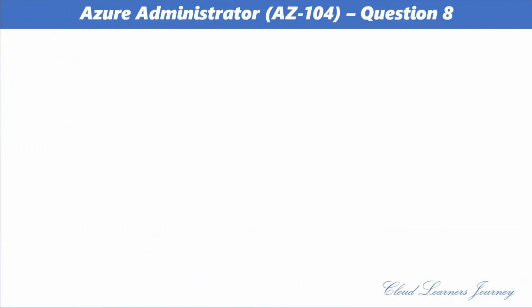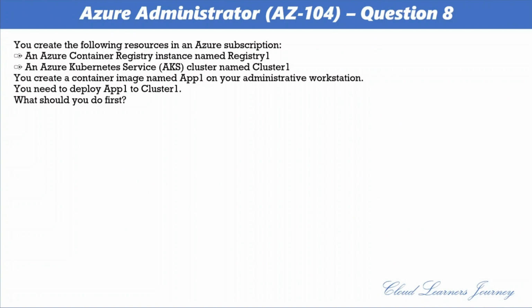Next, question number 8. You create the following resources in an Azure subscription: an Azure Container Registry instance named registry1, an Azure Kubernetes service cluster named cluster1. You create a container image named app1 on your administrative workstation. You need to deploy app1 to cluster1. What should you do first?